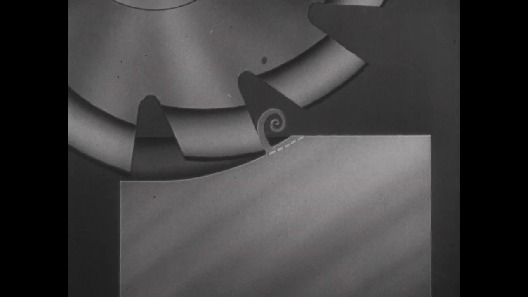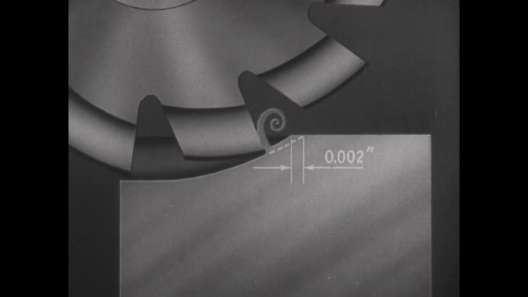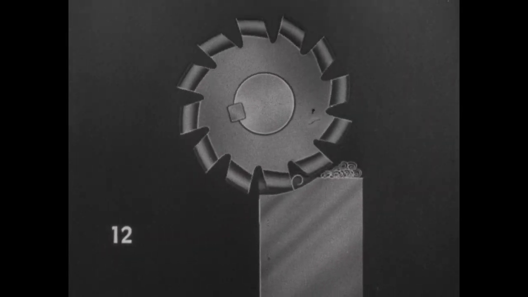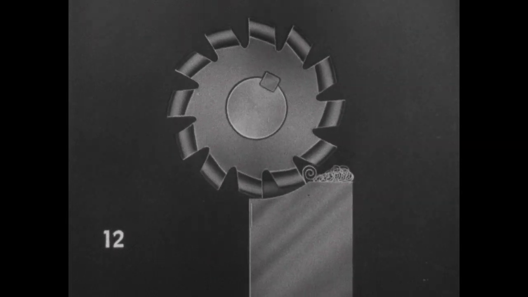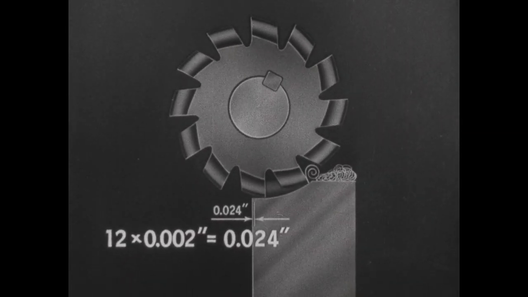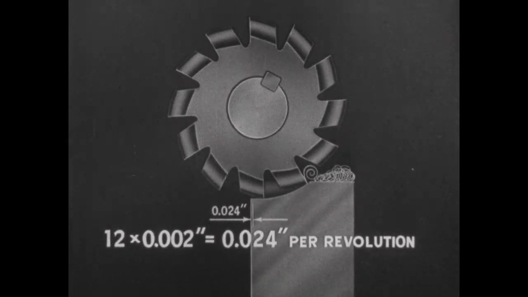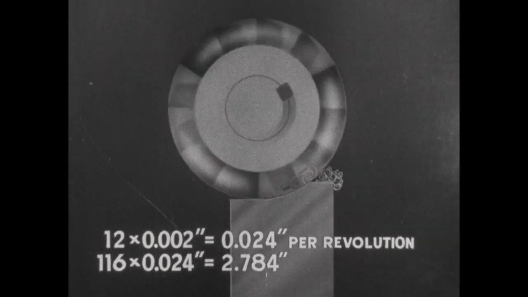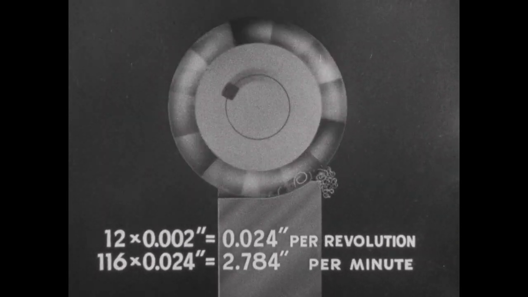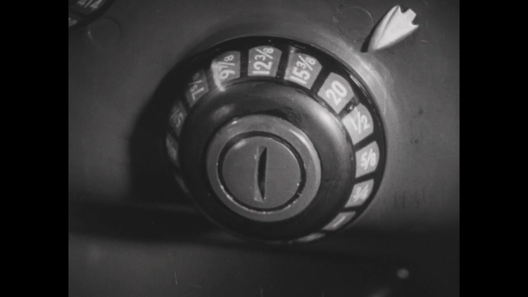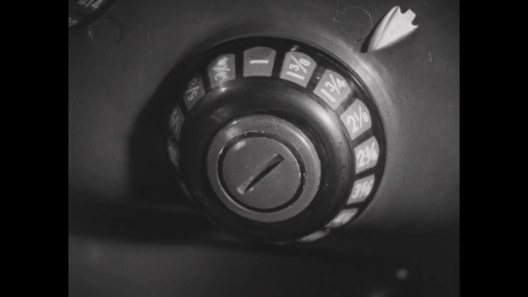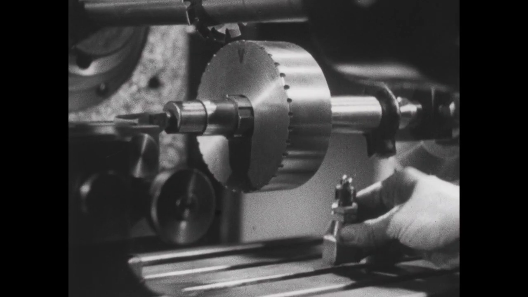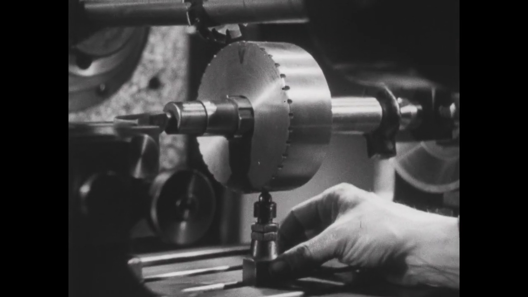For the first cut, a chip thickness of 2 thousandths can be used. The cutter has 12 teeth, and in one revolution will remove 24 thousandths of metal. With the cutter turning at 116 RPM, it will remove 2,784 thousandths of metal per minute. The operator selects the nearest figure on the feed dial, 2 3/4 inches. The work is further supported by a table jack.